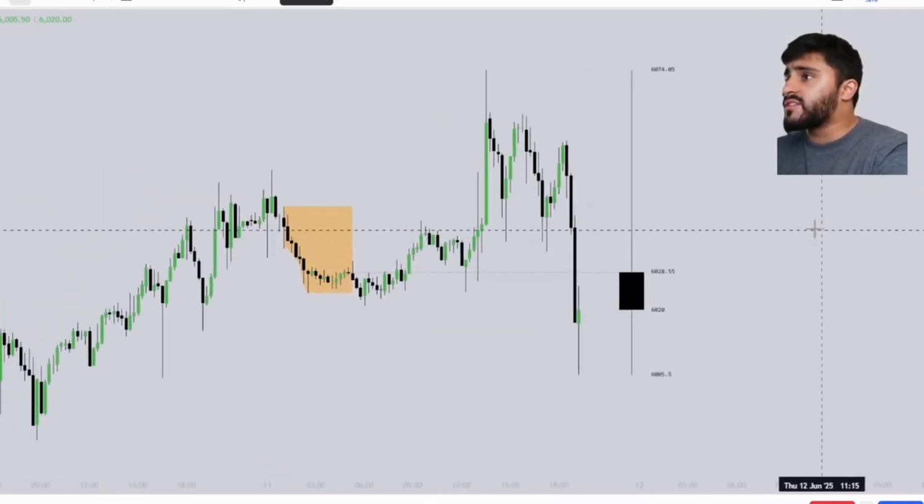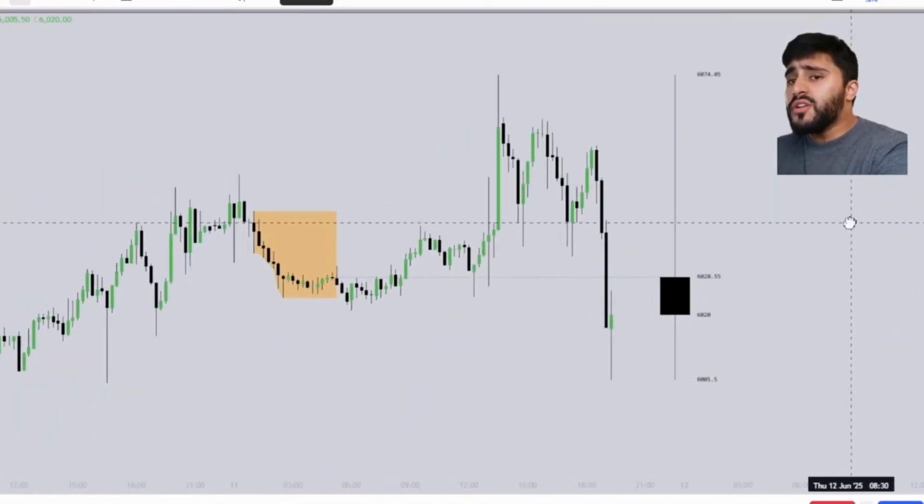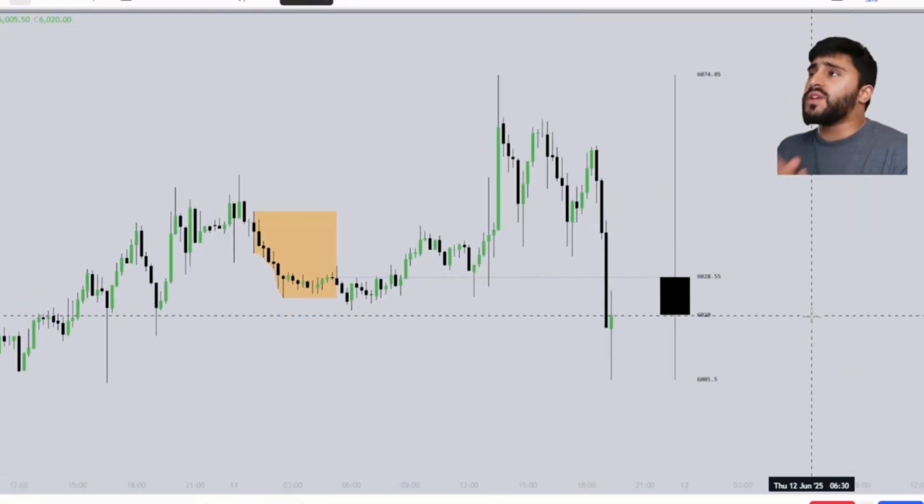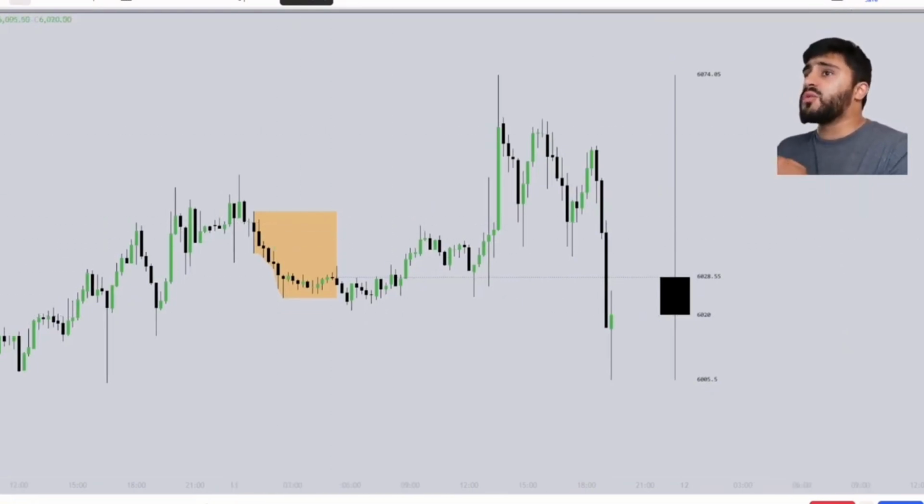A few different things, and let's zoom into this price action over here. First, I want to see previous day liquidity being swept. Now, this is so important.